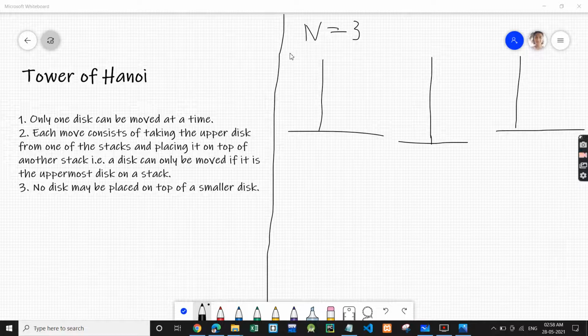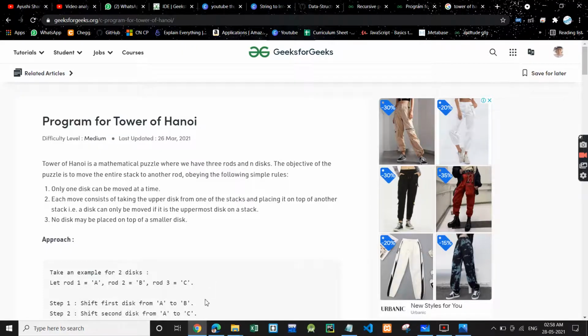Another video in the recursion series. So in this video we are going to discuss the problem Tower of Hanoi. So let's see what this problem says.